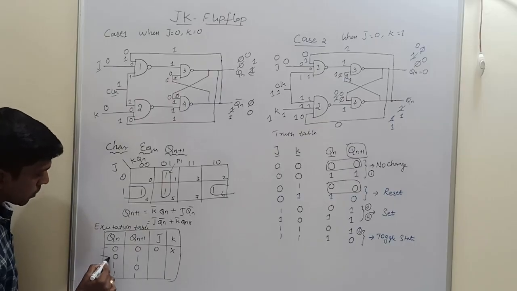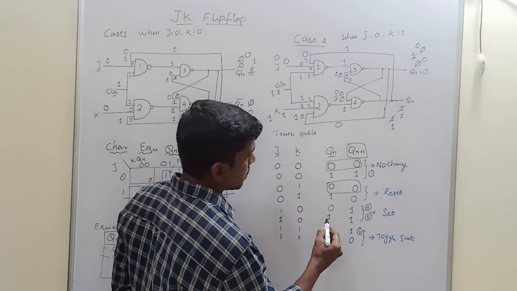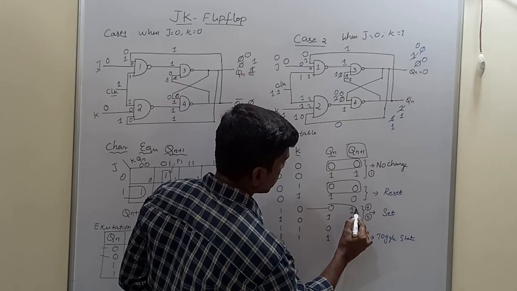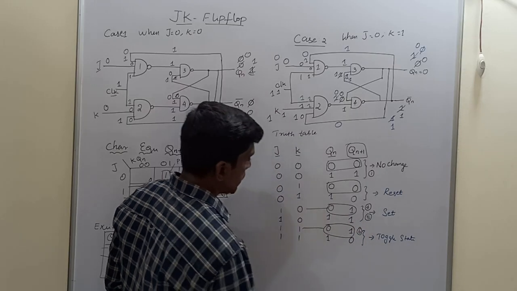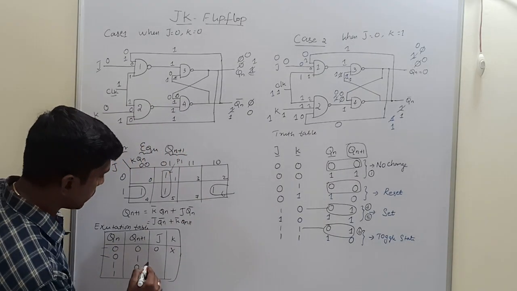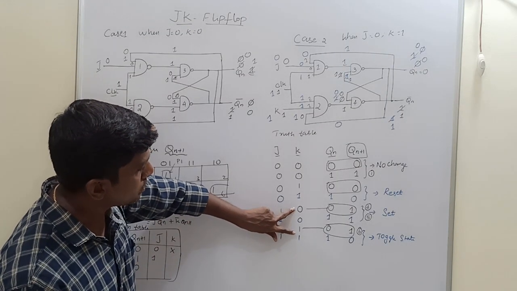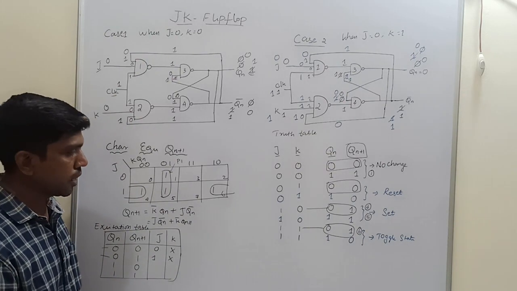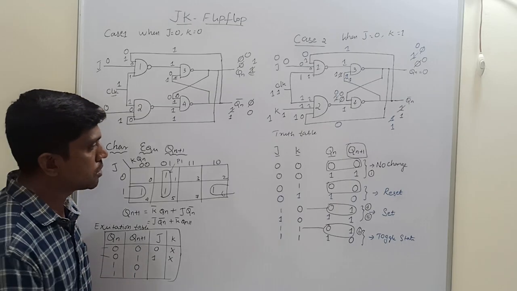Then next one, Qn value 0, Qn plus 1 is 1. So I just check the truth table, 0 and 1. So 0, 1, this case and this case. So here I check the J value. In both cases the J value is 1. I place 1 here. Then the K value is 0, 1. So 0, 1 is the don't care. So 1, don't care.